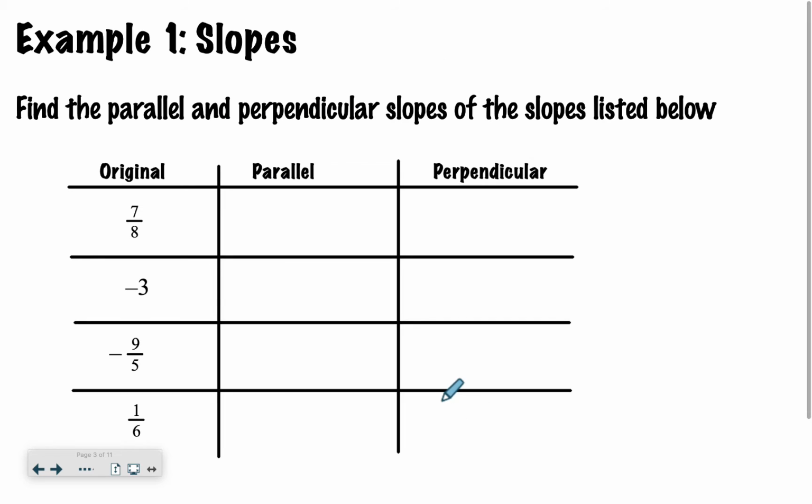So let's practice a little bit more with the parallel and perpendicular slopes. If we're looking at the original slope being 7/8, our parallel slope would be the same. Our perpendicular slope would go from positive to a negative, and it would go from 7/8 to 8/7.